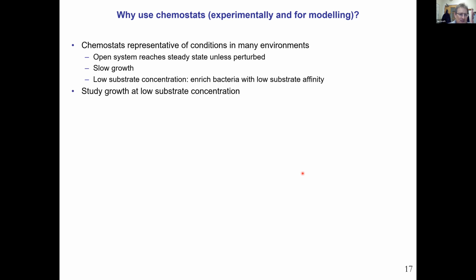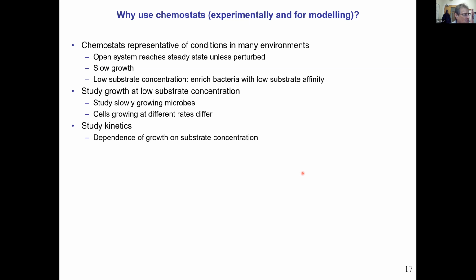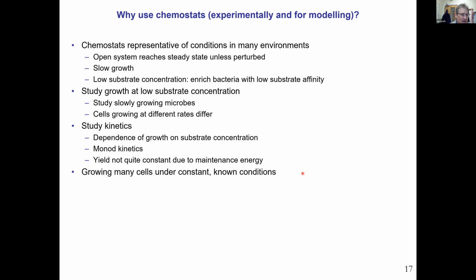So you can study growth at low substrate concentrations, which is much more relevant to the environment than growth at high substrate concentrations. You can study slowly growing microorganisms, how growth rate affects their physiology, or you can study them growing at different rates. You can study the kinetics, which is so important to model the growth of bacteria. We need to know the Monod kinetics to model that. So we need to examine the dependence of growth on substrate concentration. And it's a way to grow cells under constant known conditions, which is also sometimes experimentally extremely valuable.